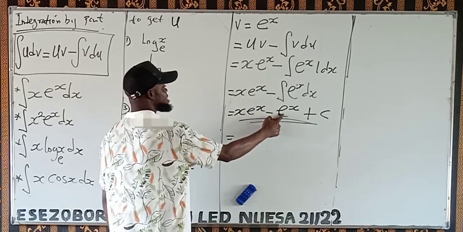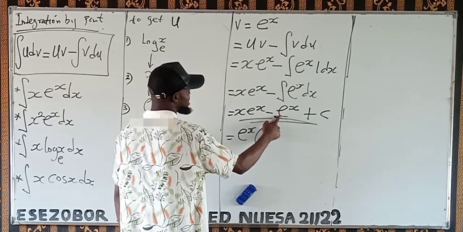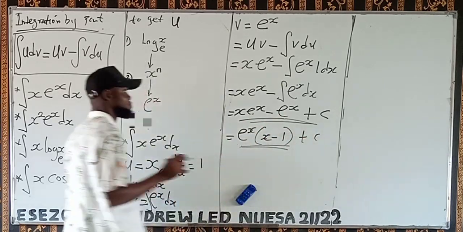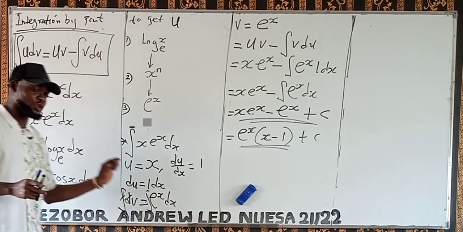Or you can say exponential x is common. Bring out exponential x. We have x minus, this one, exponential x is x going out, we have 1 there. Plus c. That's what I'm going to have. So this is how we do integration by parts. First is select your u.